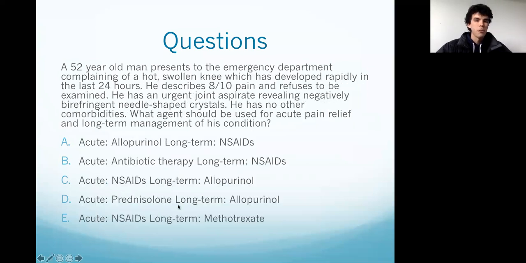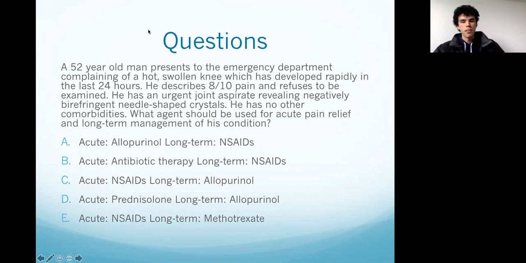The next one, so a 52-year-old man comes to ED with a hot swollen knee, which has developed rapidly in the last day. He describes 8 out of 10 pain and refuses to be examined. He's had an urgent joint aspirate revealing negatively birefringent needle-shaped crystals and has no other comorbidities. So which combination of agents should be used for acute pain relief and long-term management of his condition?